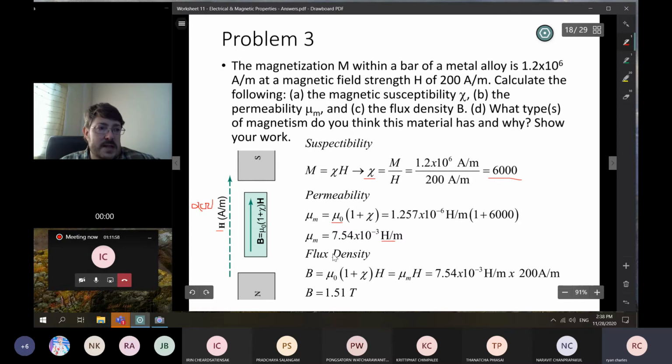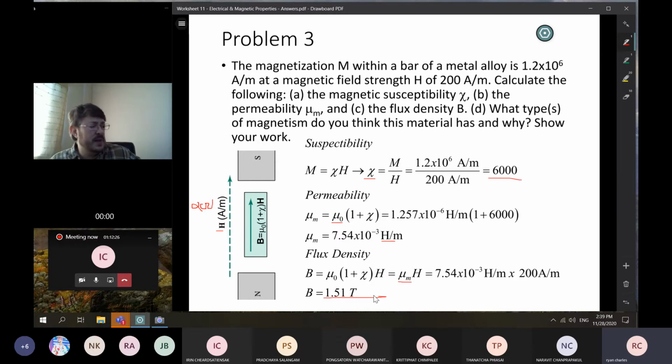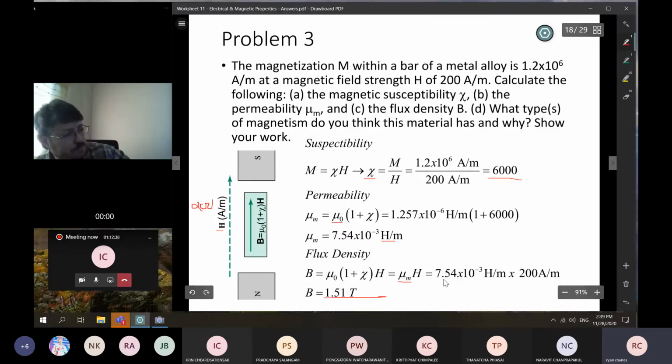Flux density, B, is mu naught times 1 plus susceptibility times H. We know that mu naught times 1 plus susceptibility is just mu sub M, which we just calculated, so daisy chained: 7.54 times 10 to the minus 3 times 200 is 1.51 tesla. Depending on how you rounded your numbers, you should have been pretty close. Some people made a mistake of just multiplying by 6,000 or something.